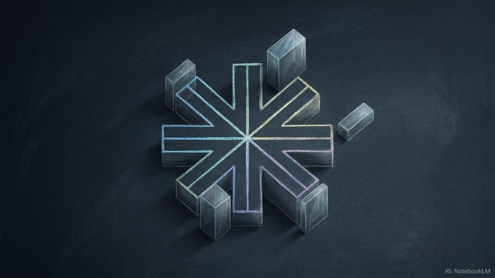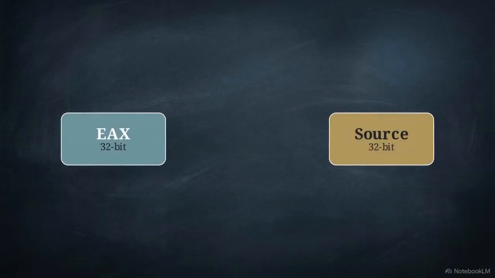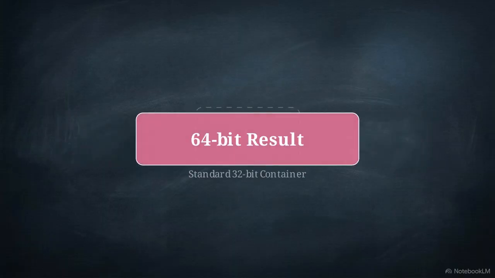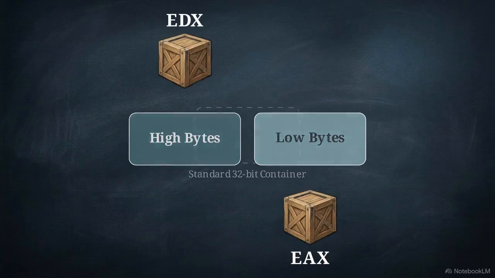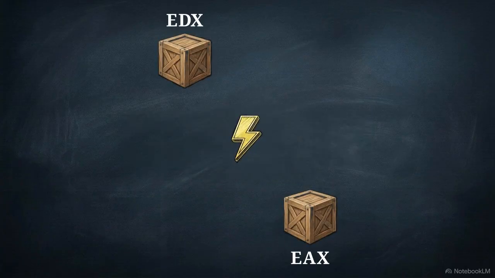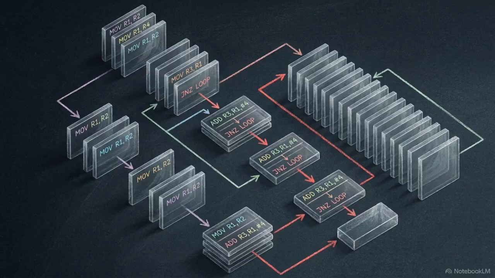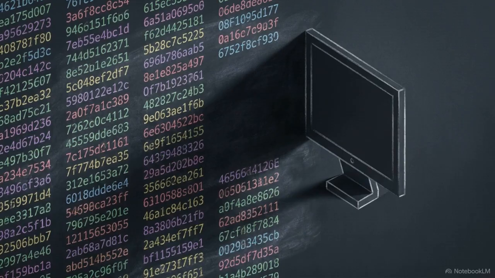The MUL instruction performs an unsigned multiply. Because multiplying two 32-bit numbers can create a 64-bit result, it splits its output across two registers, storing the high bytes in EDX and the low bytes in EAX. Mapping these specific data flows and arithmetic manipulations provides the initial outline of an algorithm's true intent.